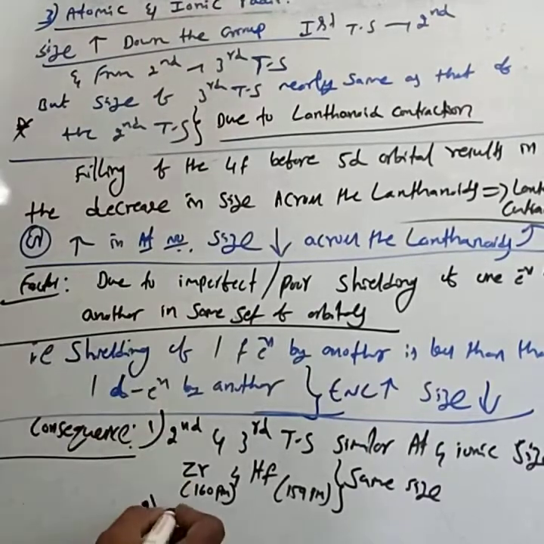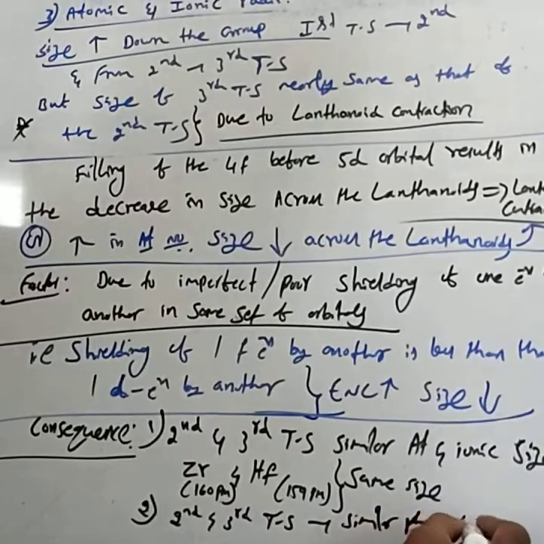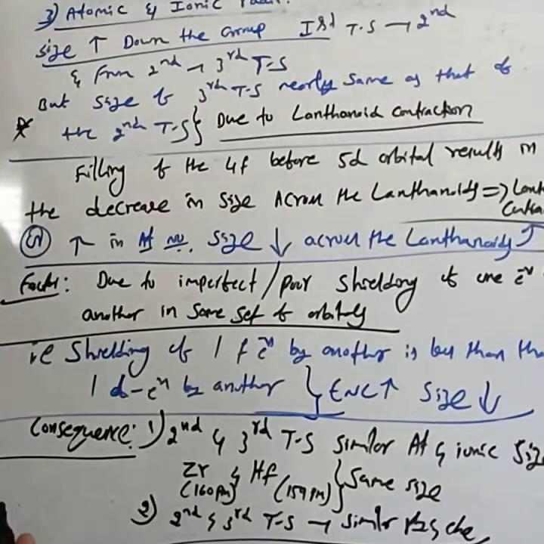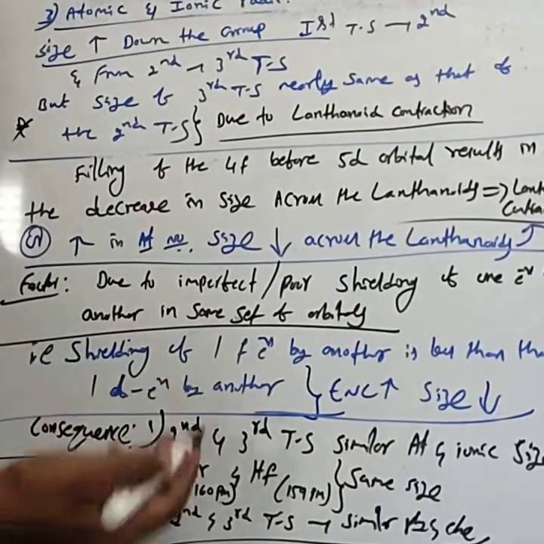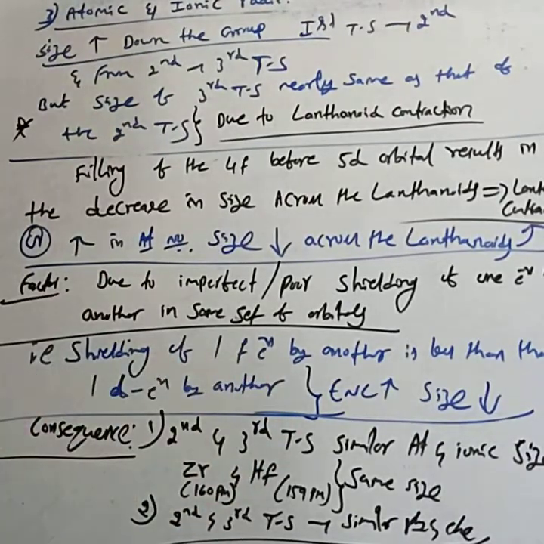The second consequence is that the second and third transition series have similar physical and chemical properties. You practice these two consequences. The second and third transition series have similar atomic and ionic size; the example is zirconium and osmium having the same size due to lanthanoid contraction. The second consequence is similar physical and chemical properties.